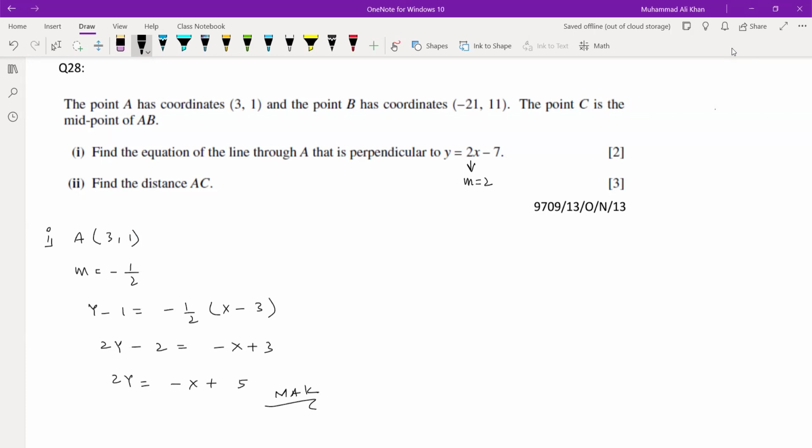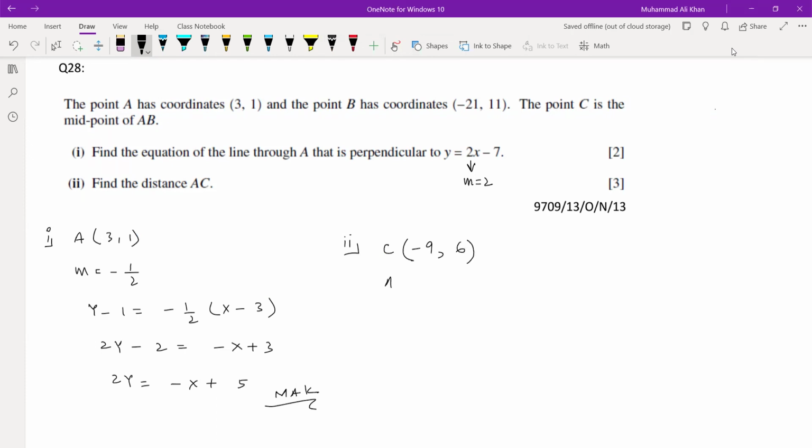Now after that, second, find the distance AC. We have the coordinates of A, but we don't have the coordinates of C. But C is the midpoint of A and B. So first we have to calculate the midpoint. 3 minus 21 is minus 18. 18 divided by 2 is 9 with the minus sign. And 1 plus 11 is 12. Divided by 2 is 6.